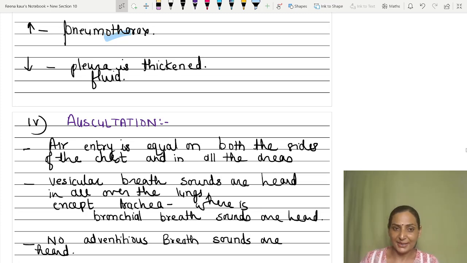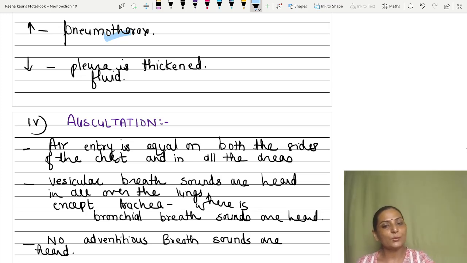Please listen very carefully. You must answer air entry is equal on both the sides of the chest and in all the areas. There are two lungs, there are different areas: supramammary, inframammary, axillary, subscapular. So you are covering all the areas. So air entry is equal on both sides and in all the areas of the chest.